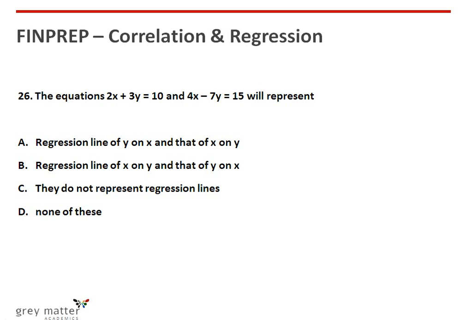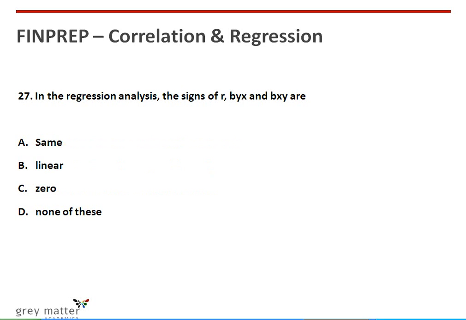We can see that. So it is none of these, or option D. Going by our PowerPoint presentation, D is the option, so none of these. 27th question, in the regression analysis, the sign of R, byx and bxy, all three will be of the same sign. That is, the answer is option A, or same.